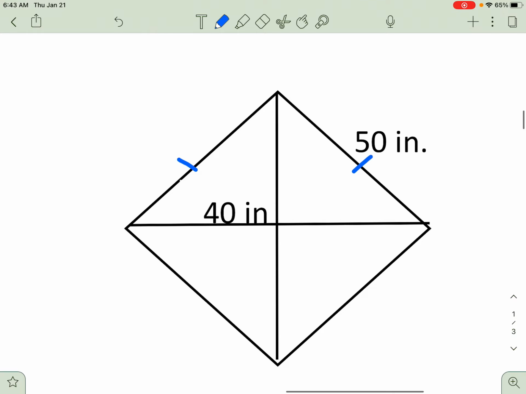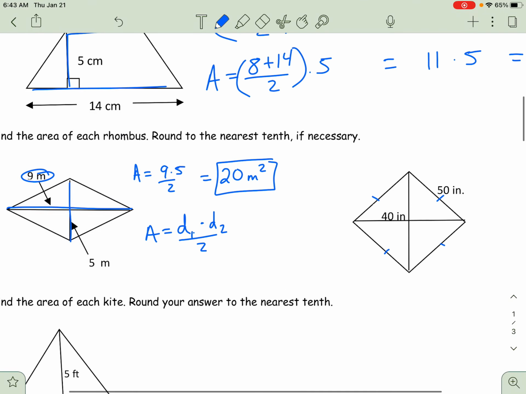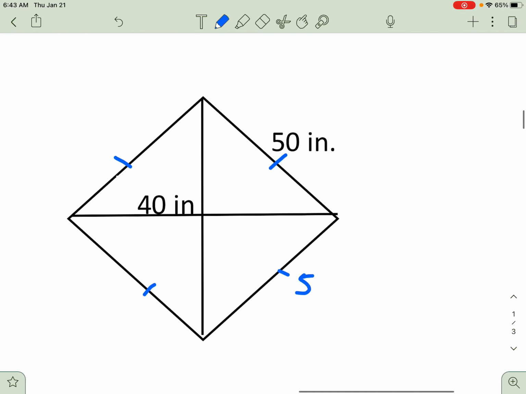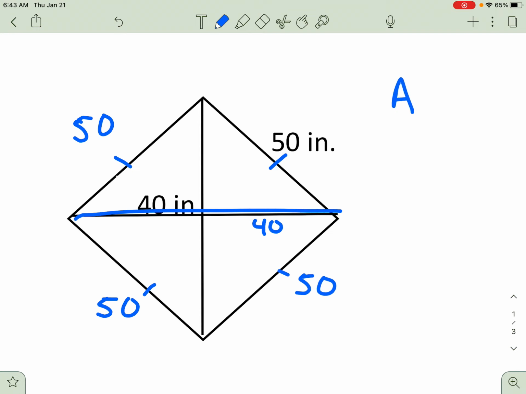Same thing here, whether it's a kite or a rhombus. This looks to me like a rhombus, and I think it even says it's a rhombus, so that means all of these outside edges are 50. This is 40, this is 40. So in this case, the full diagonal is 80. So one of them is 80.